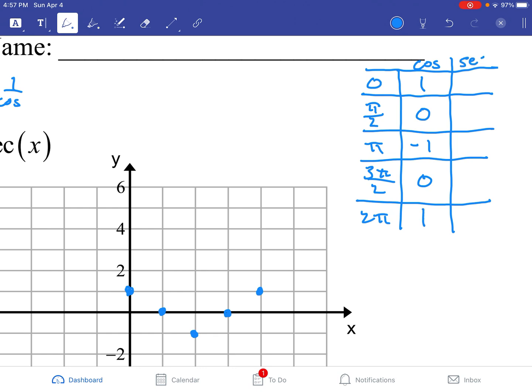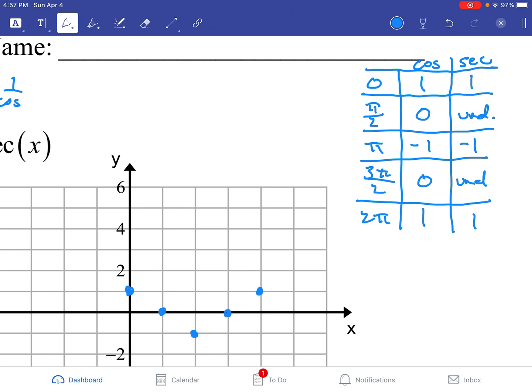So if secant is 1 over cosine, again, we're going to make these reciprocals. So we got 1 divided by 1 is 1. 1 divided by 0 is undefined. 1 divided by -1 is -1. 1 divided by 0 is undefined again. And 1 divided by 1 is 1.